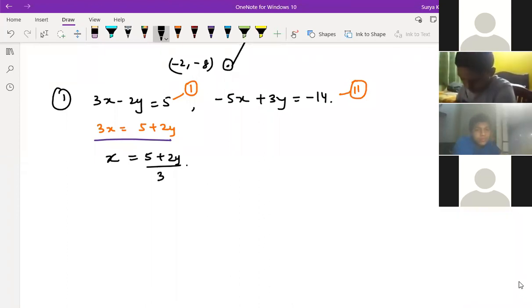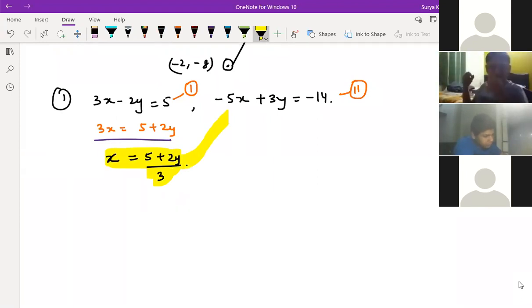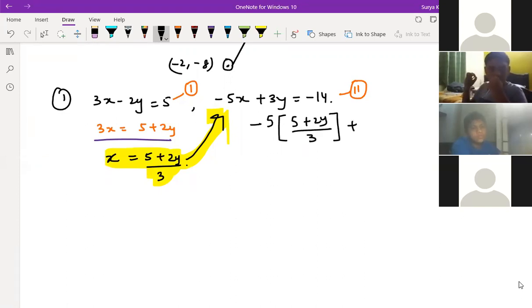So the x value we are finding from the first equation. This is very important, children. Don't put this value in equation first. If you are finding from the first, put it in equation second. Understood? This is a very important step. If you are finding the value of x from equation first, we have to put it in the second equation. So what do you get? Minus 5 into (5 plus 2y) divided by 3, plus 3y.